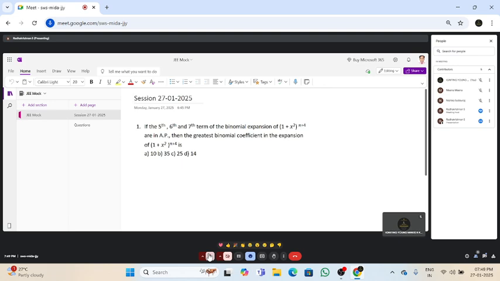This is a simple application of binomial theorem and the concept of arithmetic progression.